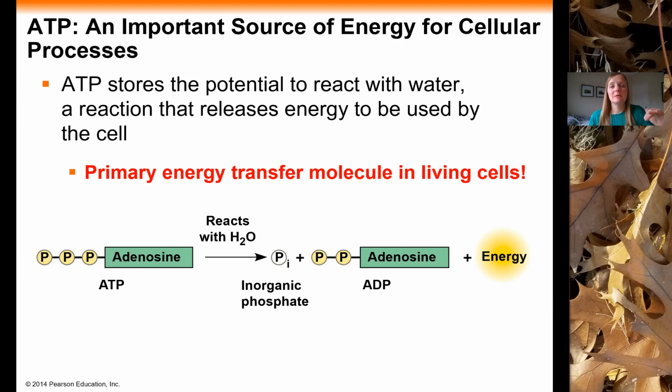ATP is the primary energy transfer molecule in living cells. I like to think of it as the dollar bill for the cell. If the cell wants to accomplish something, it needs to use ATP. ATP is broken, energy is released, and that energy is used to pay for that particular type of cellular work.